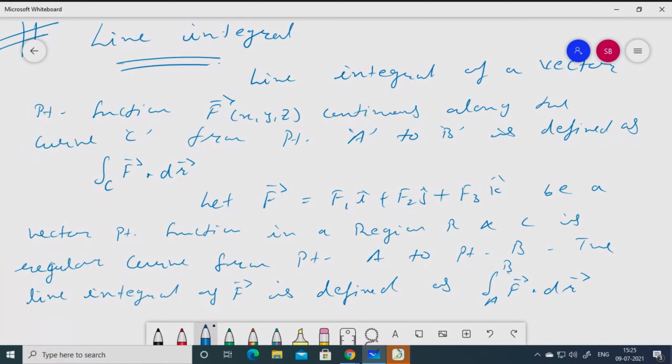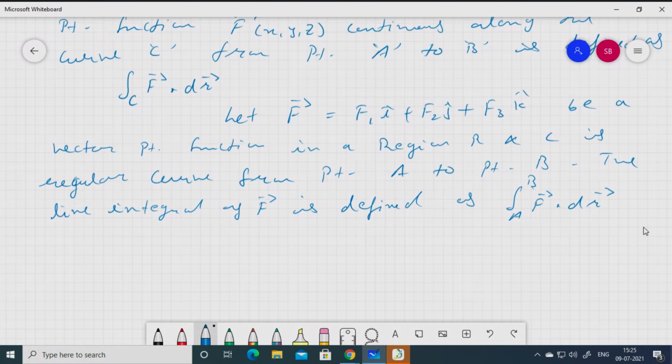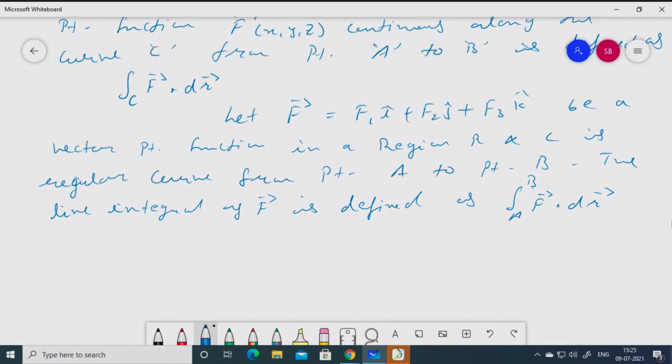Okay, the integral from A to B of f bar dot dr bar over the curve C. Now, where f bar is f1 i plus f2 j plus f3 k, what will be dr bar? Tell me. dr bar will be equal to dx i cap plus dy j, very good, plus dz k.